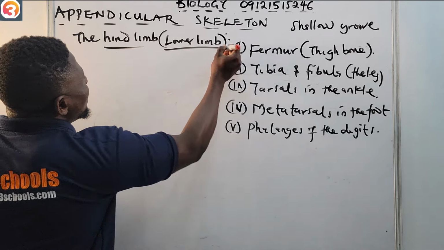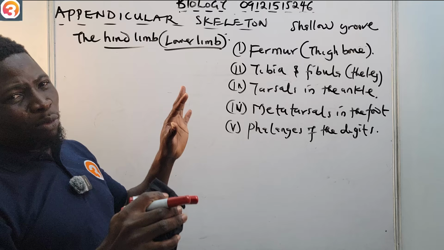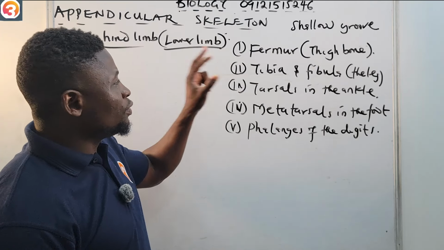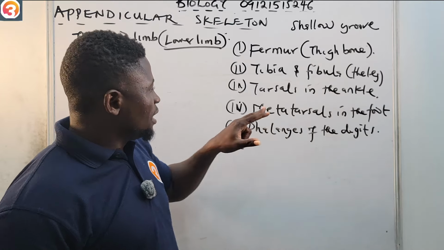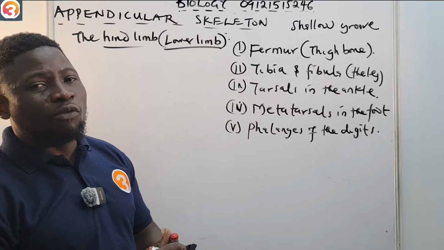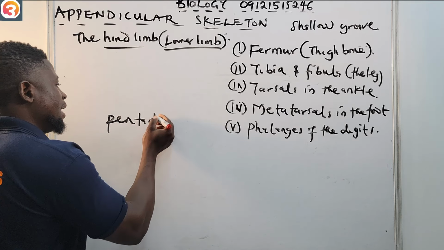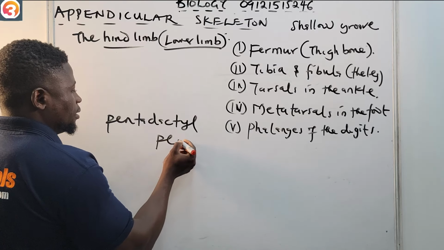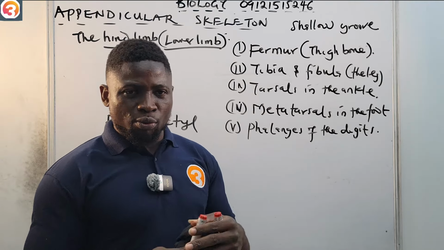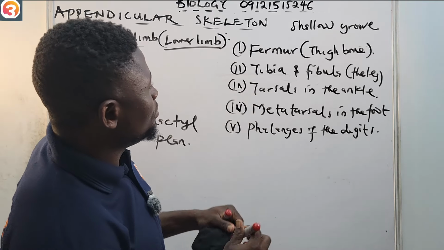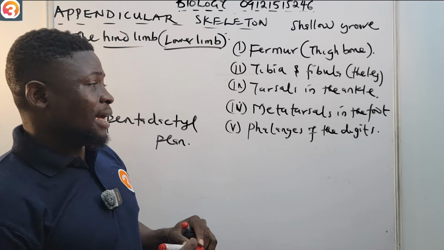So this is the hind limb, or the lower limb. It consists of these bones: the femur, which is the largest bone in the human body, the tibia and the fibula found in the leg, the tarsals in the ankle, the metatarsals in the foot, and the phalanges of the digits. All of these bones are arranged in the Pentadactyl plan, where we see the positions of all these bones, the femur, the thigh, the tibia, and the bones of the hand.